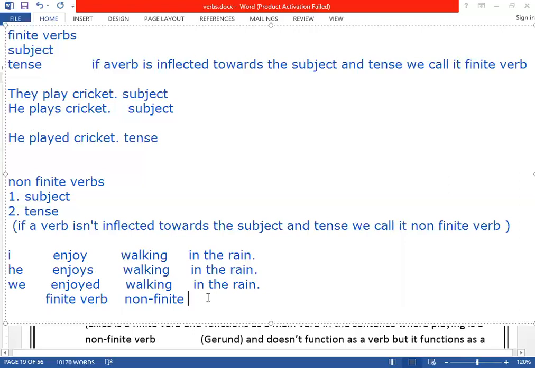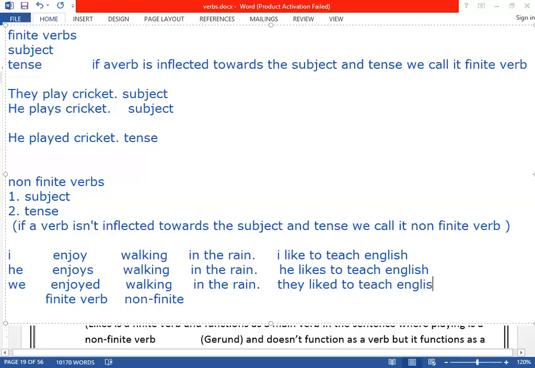Like for example, let me give you more examples here. If I say I like to teach English, he likes to teach English, they liked to teach English.